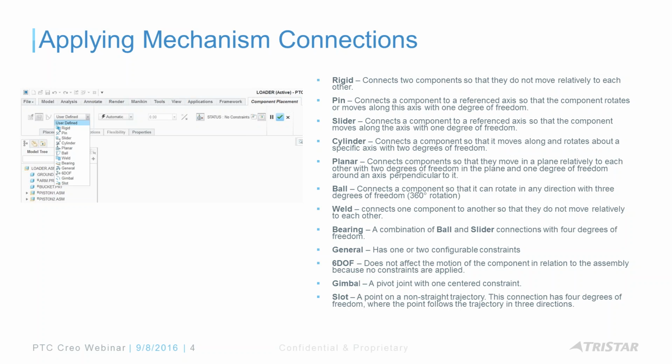Then we have a cylinder connection, and this one is used in cases where you don't want to over-constrain a mechanism. We're going to see this when we get into the demo. It pretty much allows rotation around an axis, but it doesn't constrain translation. Then we have a planar connection. This one is going to connect components so that they move in plane relative to each other.